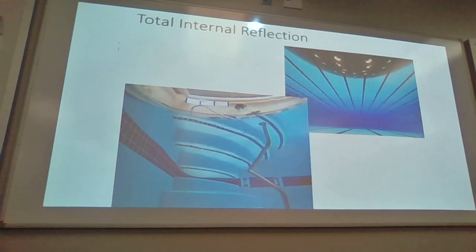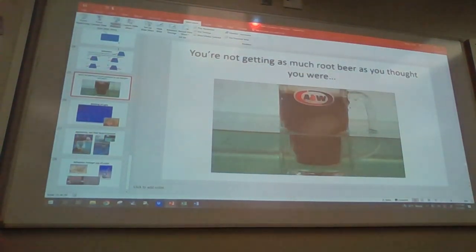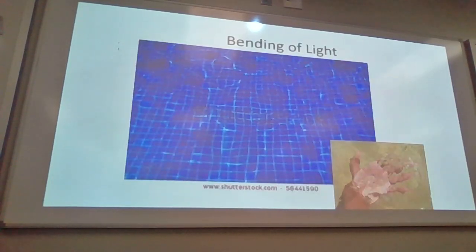Okay, and then here are some other pictures that we didn't get to on Friday. A frosty mug of root beer. You think it's totally brimming full, but if you think about it, the glass is usually really thick. It's just an optical illusion because of refraction, making you think, man, it's so full. Really, they got you, suckers. Straight lines look not so straight due to refraction, the bending of light.